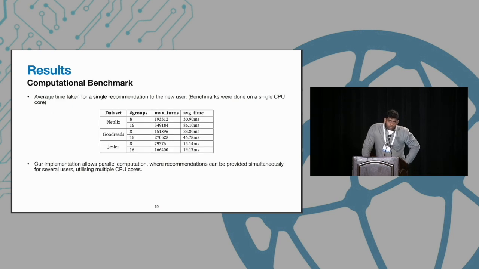Apart from the accuracy, we also focused on the computation and how viable this algorithm is when implementing in a practical recommender system. As you can see, we have achieved near real-time performance using our Monte Carlo Tree Search. One thing to notice is that this is a sequential algorithm, so we are only using a single core for these benchmarks. If you need to cater to multiple users at the same time, it's possible to use multiple cores and do the recommendations in parallel.